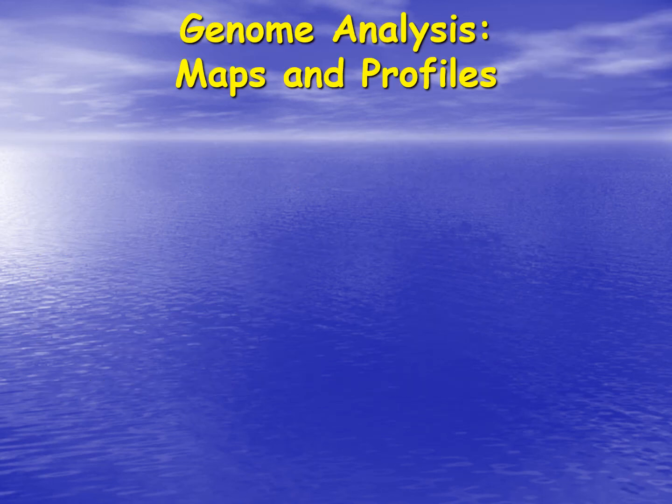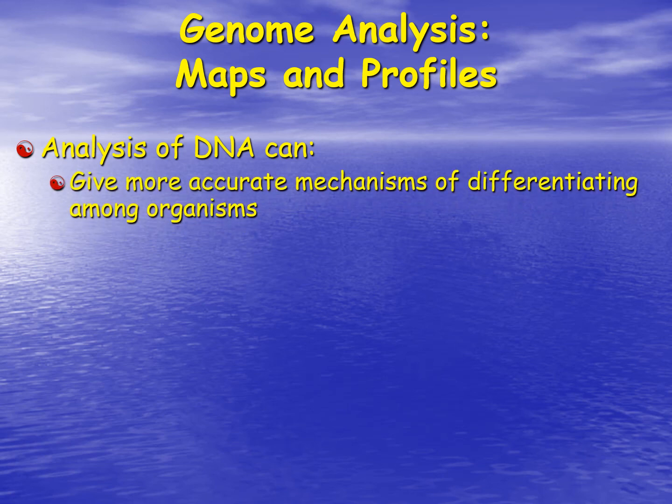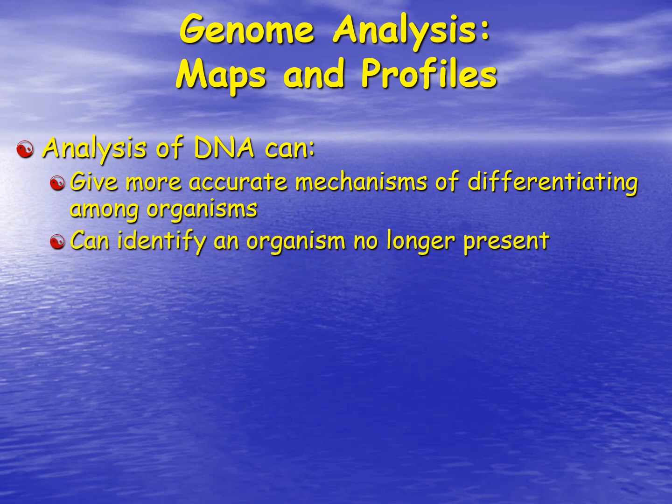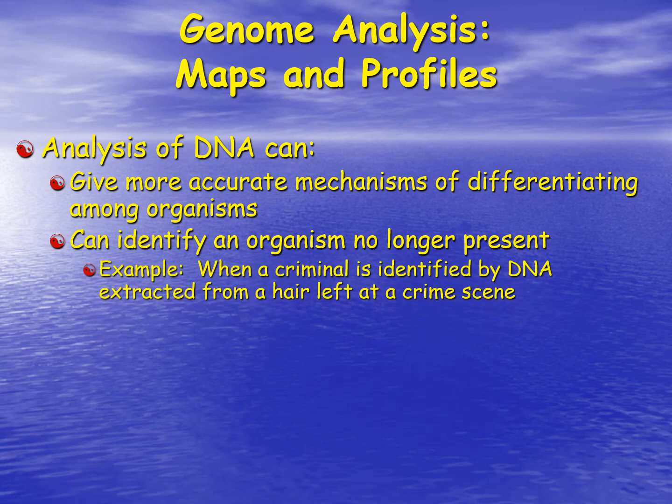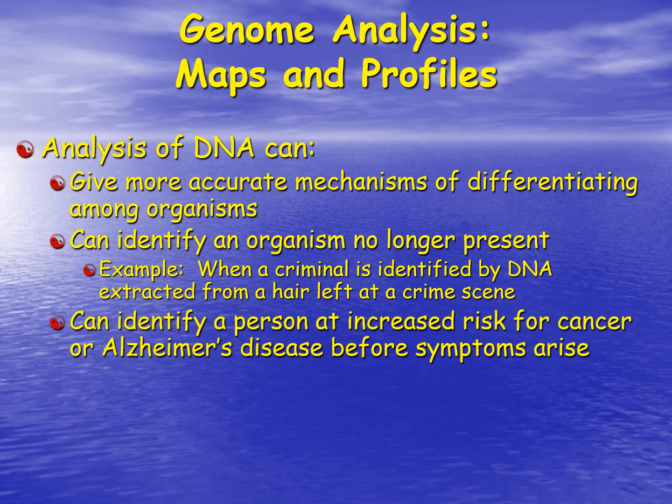Now, analysis of DNA can give more accurate mechanisms of differentiating among organisms. It can identify an organism that's no longer present, but we could find the traces of DNA that were left behind. For example, when a criminal is identified by DNA extracted from hair left at a crime scene. Or how about a disease that has left part of its DNA behind, but the organism is now no longer present? We could analyze DNA that can identify a person at increased risk for cancers or Alzheimer's disease before symptoms actually arise.